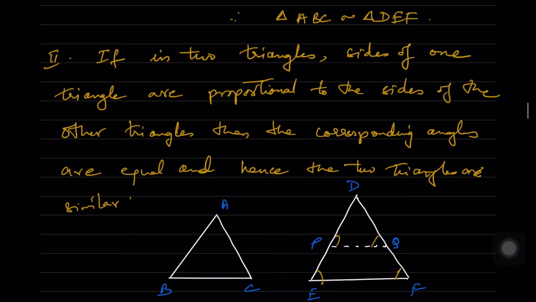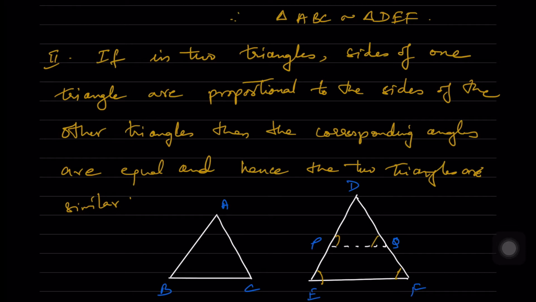Now we'll go to the next part. In this, what is given is that the sides are proportional. We have to prove that the corresponding angles are equal. So if in two triangles, sides of one triangle are proportional to sides of the other triangle, then the corresponding angles are equal, and hence the two triangles are similar.